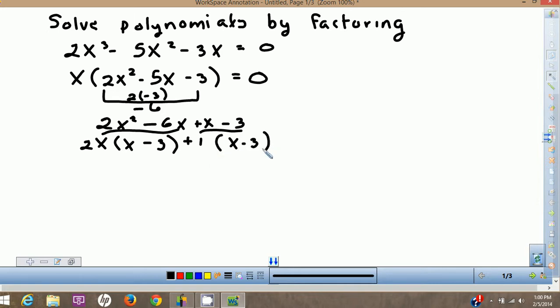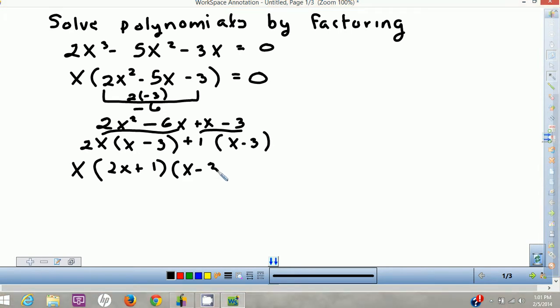Do I have the same thing in both sets of parentheses? I do, which is what I really want to happen. So I have a factor left over up here of x, and then this quadratic factored as what's not in the parentheses, 2x plus 1, times what is in the parentheses, x minus 3. So now, in factored form, this polynomial is x times 2x plus 1 times x minus 3.